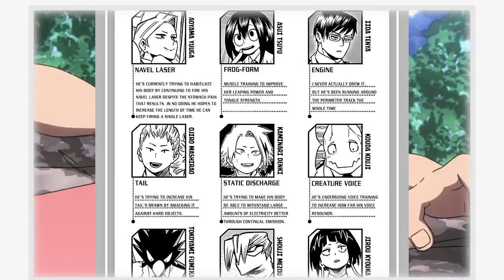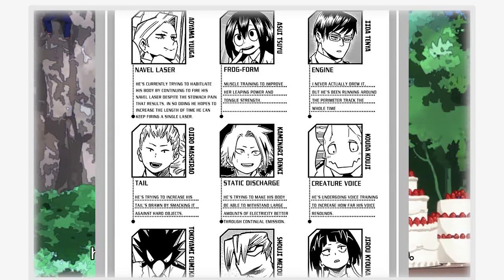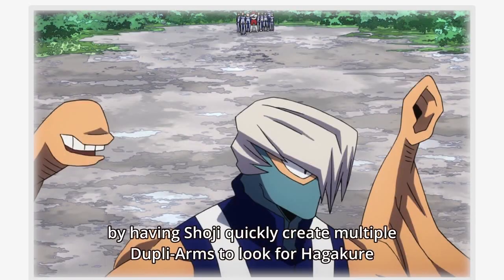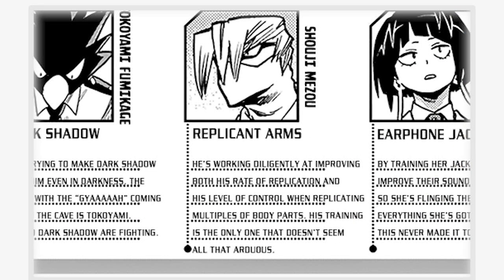There are two characters in particular that I think are exceedingly funny when it comes to what they were doing, and those are Shoji and Toru. Guys, let's take a second to appreciate that Toru is not really training her quirk. She's just sneaking around. She is doing nothing to make that thing stronger, right? You can't make your sound invisible. Meanwhile, Shoji is just producing more arms. It's funny because we look at the author's opinion about Shoji, and his training is the only one that doesn't seem all that arduous. I just think this is funny overall.